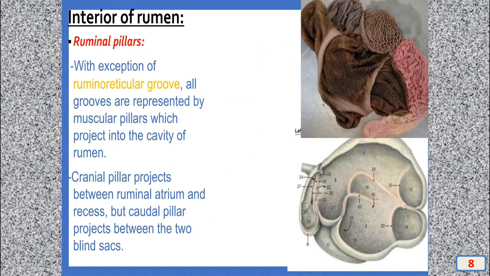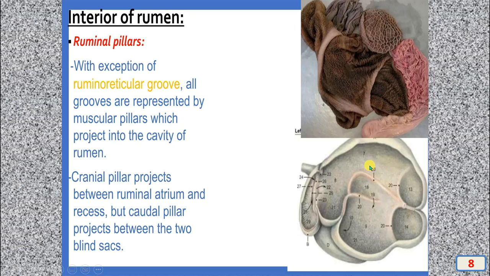organ. The interior of the rumen also always contains grooves; this is the cross section of the rumen, with the exception of the rumino-reticular groove, where the ruminal pillars are present. All grooves are represented by muscular pillars which project into the cavity of the rumen. The cranial pillar projects between the ruminal atrium and recess, but the caudal pillar projects between the two blind sacs. So these are all the internal parts of the rumen.